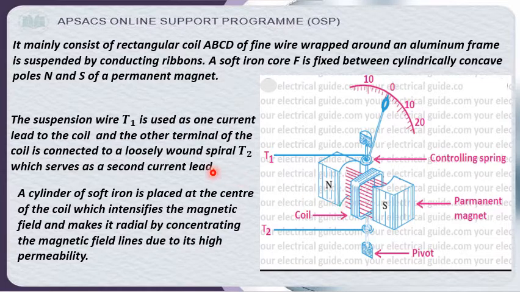So number one, the suspension wire T1. Two important things we have to understand are the springs. T1 is known as the suspension wire, and the other terminal of the coil is connected to a loosely wound spiral, that is T2. So this is another spring, T2, which serves as the second current lead.